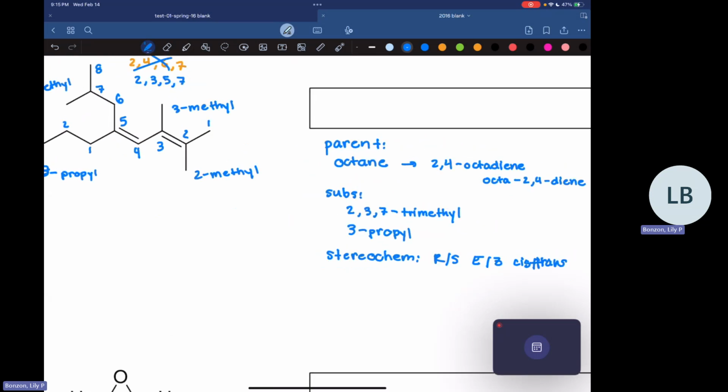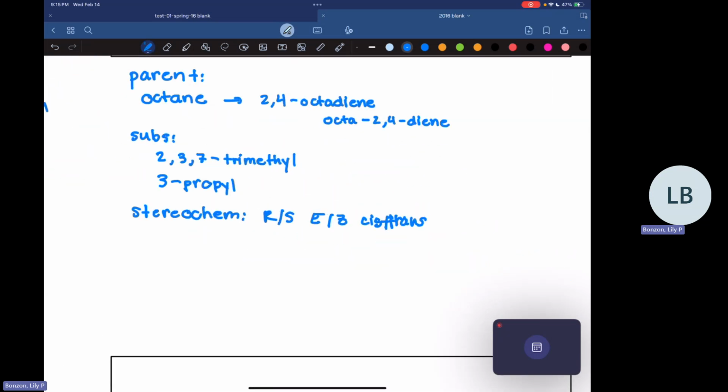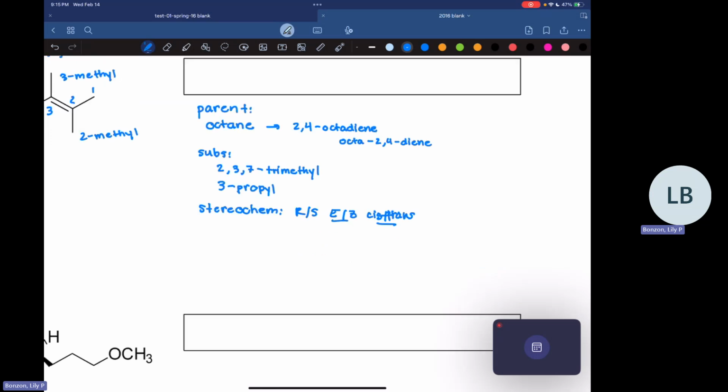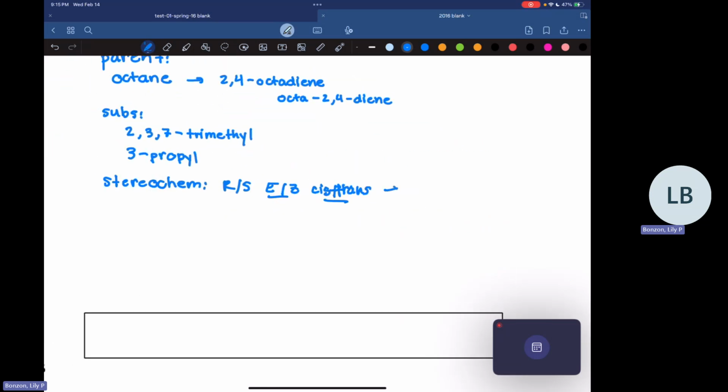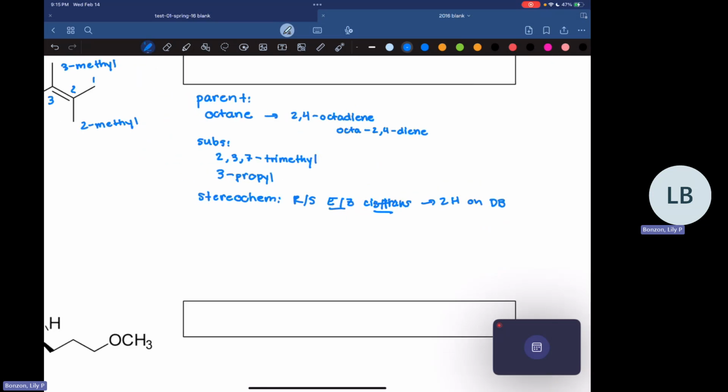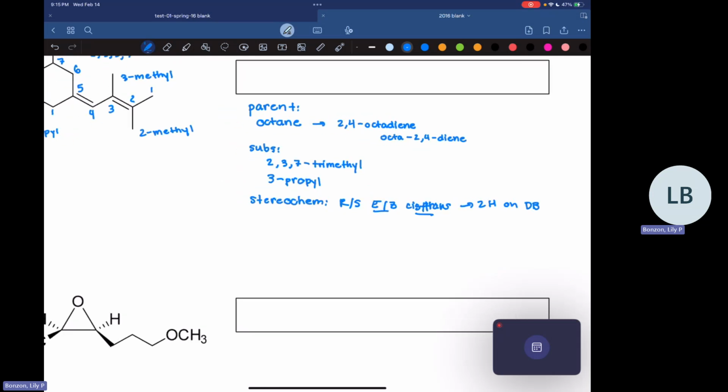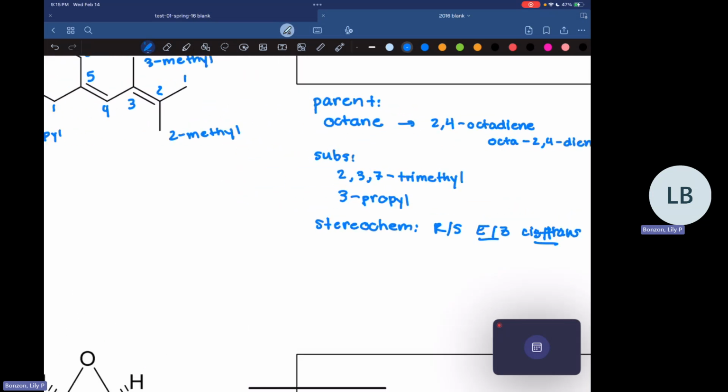So when we have double bonds, we can go through either the EZ or the cis and trans nomenclature. The only time you can do cis and trans, however, is going to be when you have 2 hydrogens on the double bond. And that's because cis and trans is actually referring to the hydrogens, not actually the substituents or the R groups that are on that double bond.